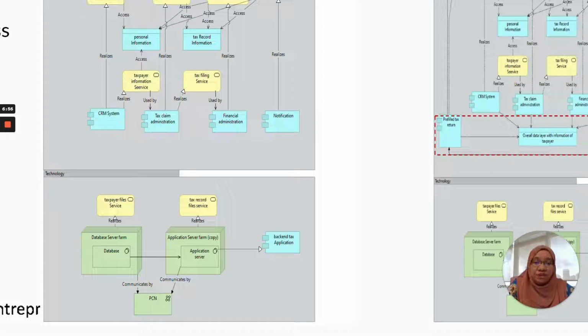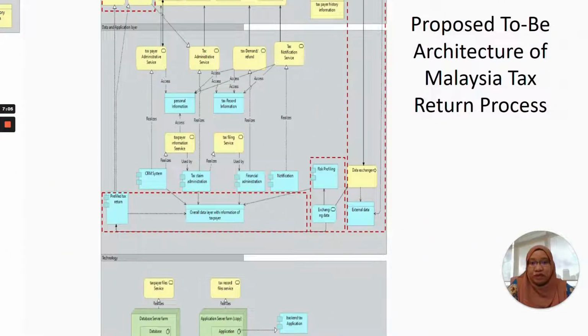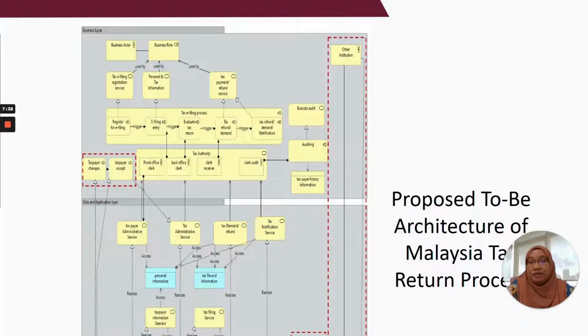Based on the issues that they explained earlier, we are able to propose some modifications to ensure they meet a higher tax compliance rate. What we add is, prior to the tax authority checking, an approval process. There should be a new process here, a new function, which is the taxpayer changes and the taxpayer asset. This means we already acknowledge the taxpayer information earlier on, and we also include other institutions.